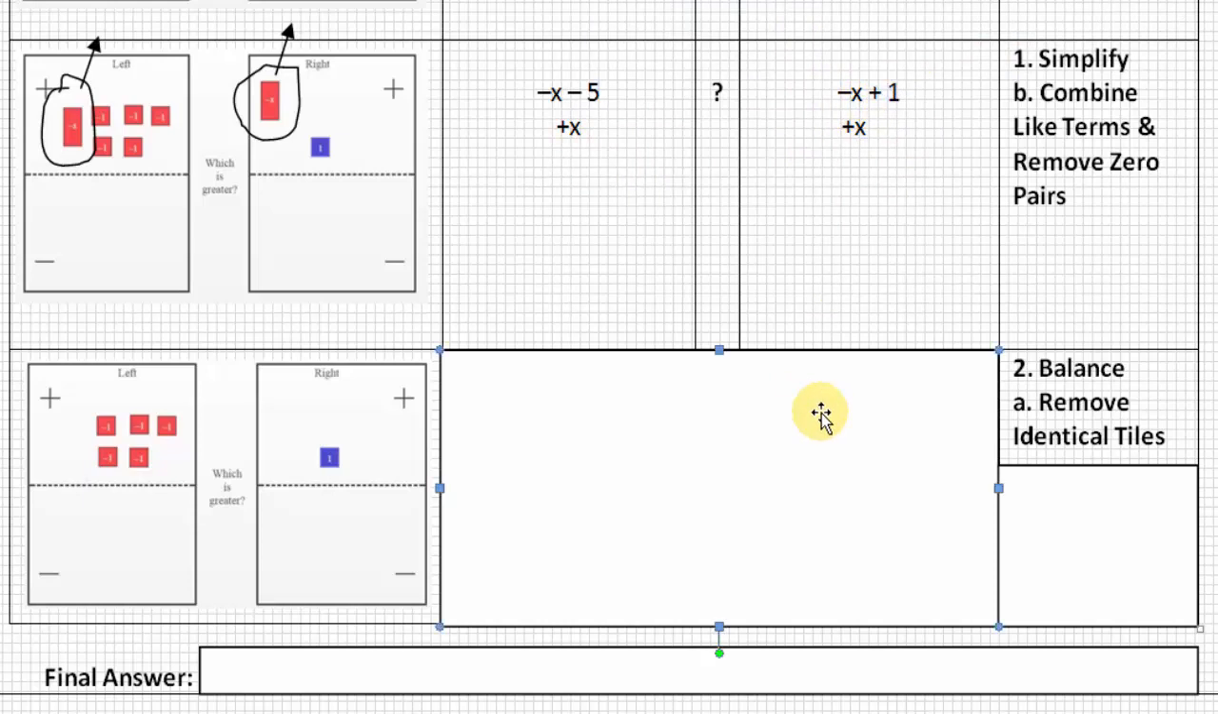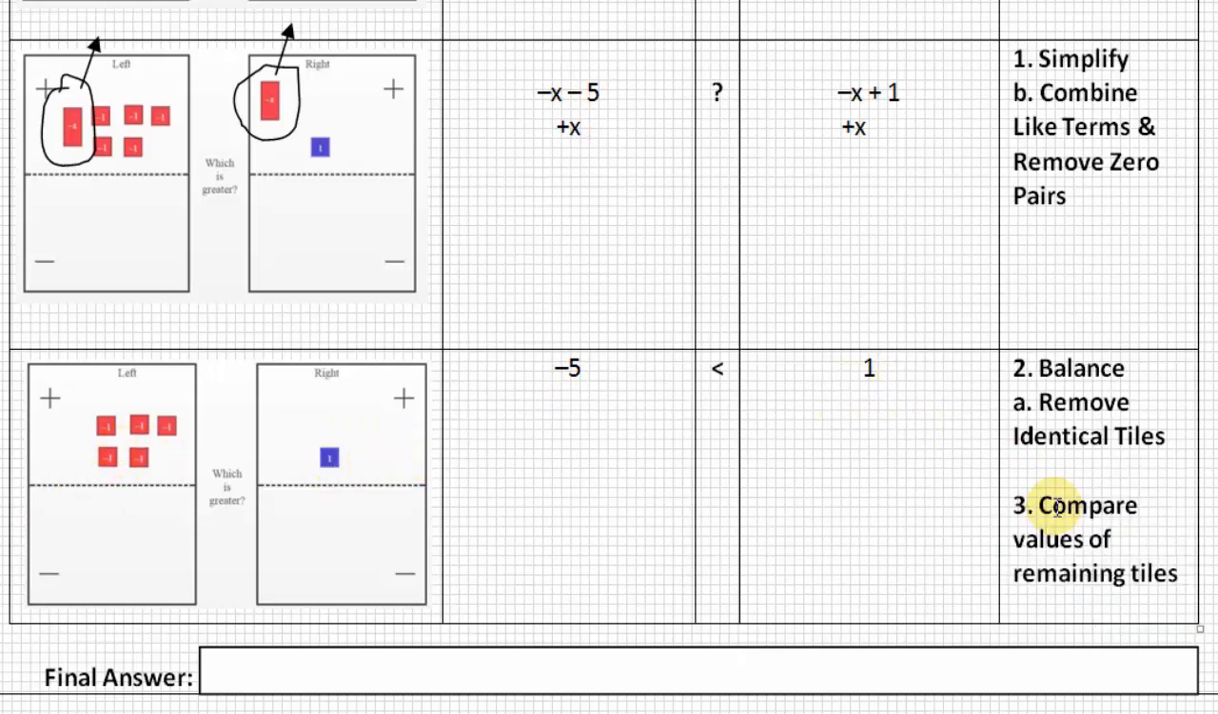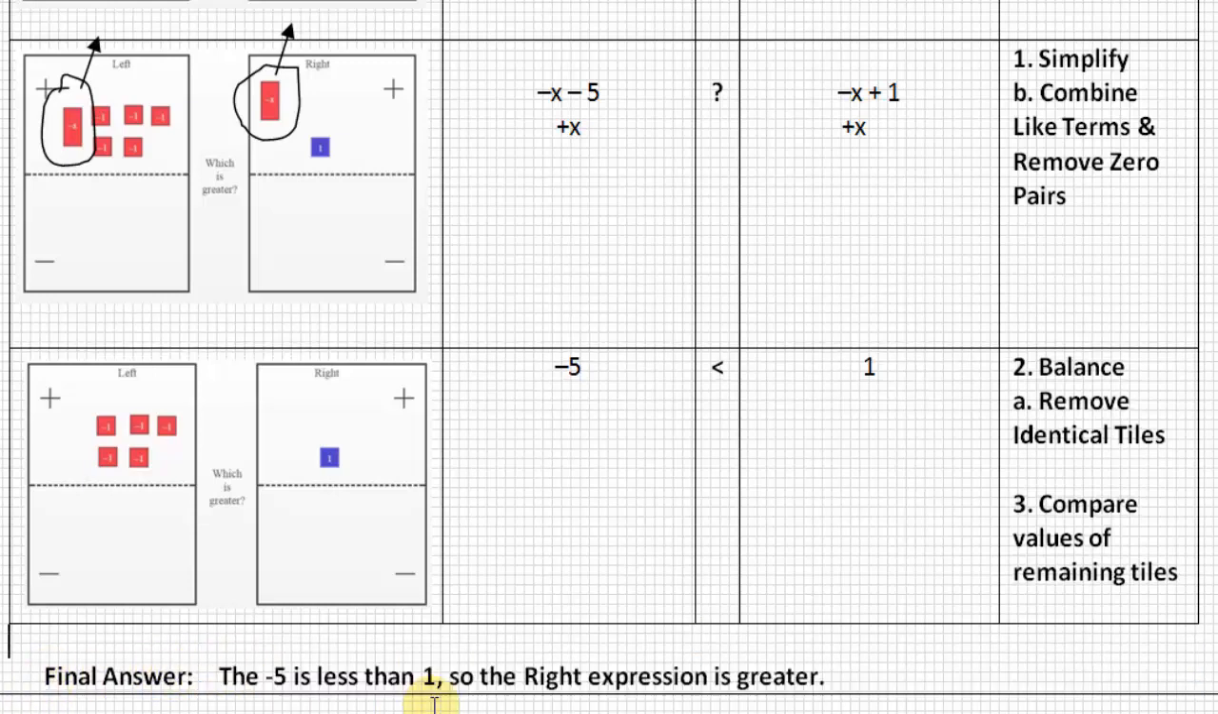So that's how we would show our work using the traditional methods. We know it simplifies to be -5 on the left and 1 on the right. And so we're ready to compare the values. And so you see that I've changed it from a question mark in this middle column to say that -5 is less than 1. And we would, of course, want a final answer of some sort that says how we know this, and so we know that -5 is less than 1, so the right expression is greater.